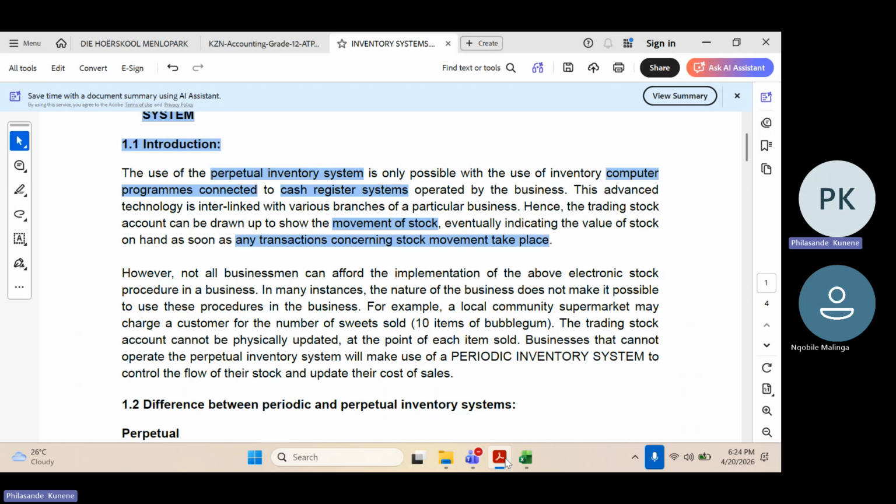So that's what they're trying to say here: it is only possible with the use of inventory computer programs connected to cash register systems operated by the business, right? This advanced technology is interlinked with various branches of a particular business, which means all branches of ShopRite. Any movement of stock is recorded immediately.